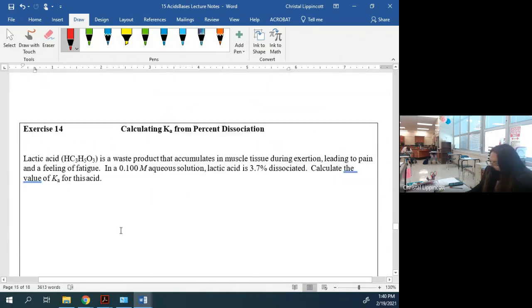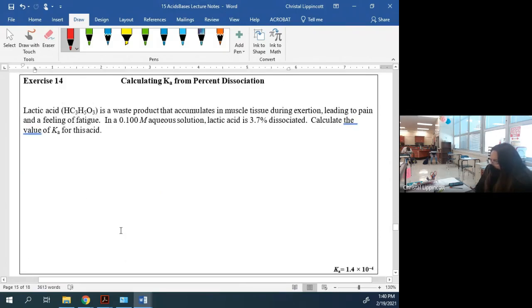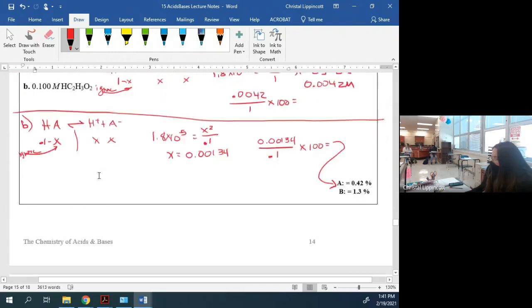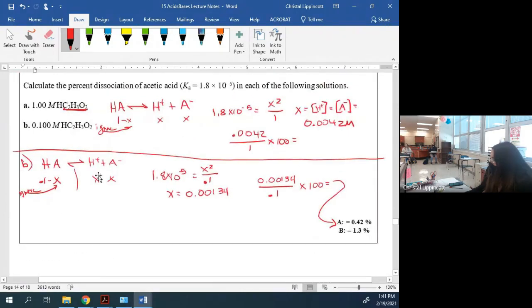All right, so the next one, lactic acid. So this is what builds up in your muscles that makes your muscles ache the next day, like after you've had a hard workout or something. All right, we've got a situation here where it's going to be 3.7% dissociation. They want us to calculate the Ka. So essentially what we're doing is we're doing this in reverse.